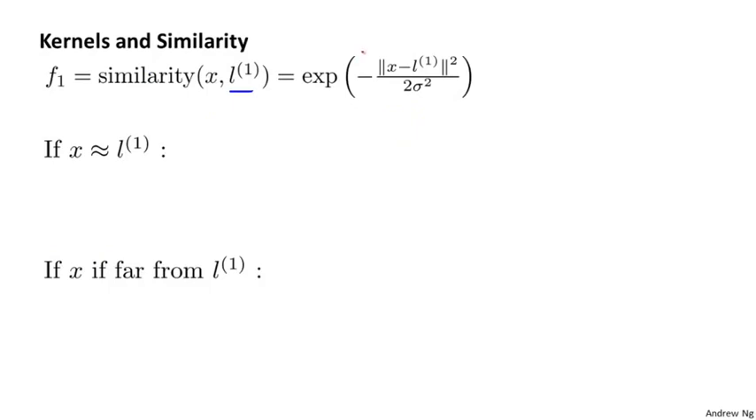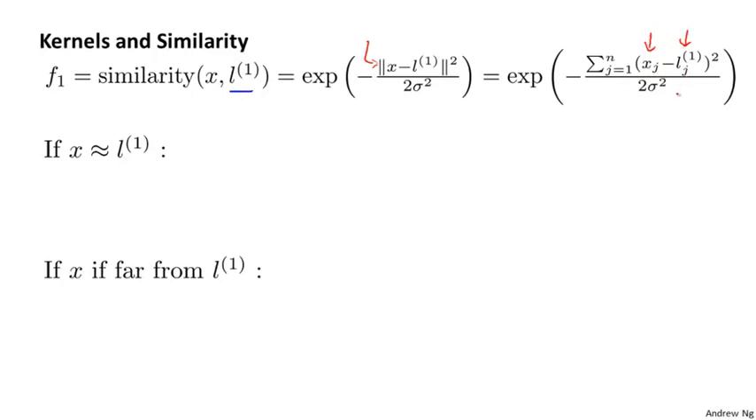Just to make sure we're on the same page about what the numerator term is, the numerator can also be written as a sum from j equals 1 through n of the distance. So this is the component-wise distance between the vector x and the vector L. And again, for the purpose of these slides, I'm ignoring x0, the intercept term, which is always equal to 1. So this is how you compute the kernel, or the similarity, between x and a landmark. So let's see what this function does.